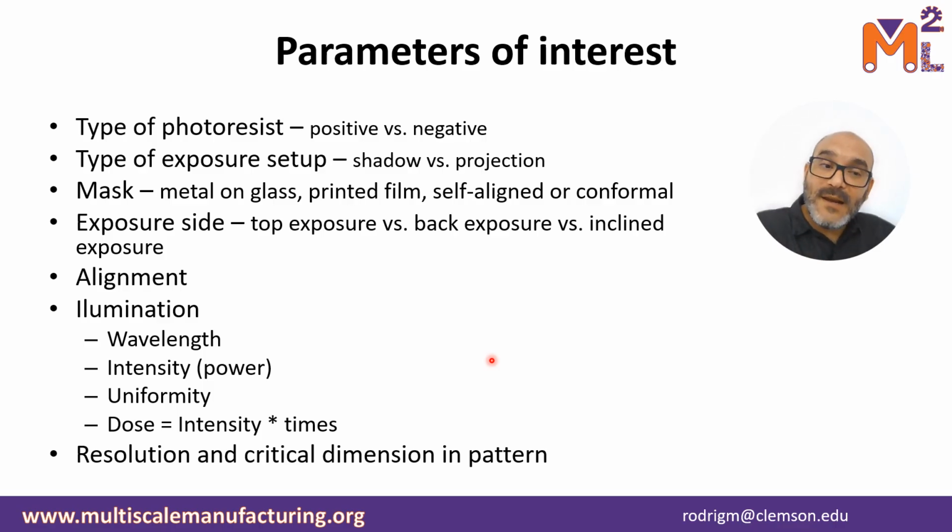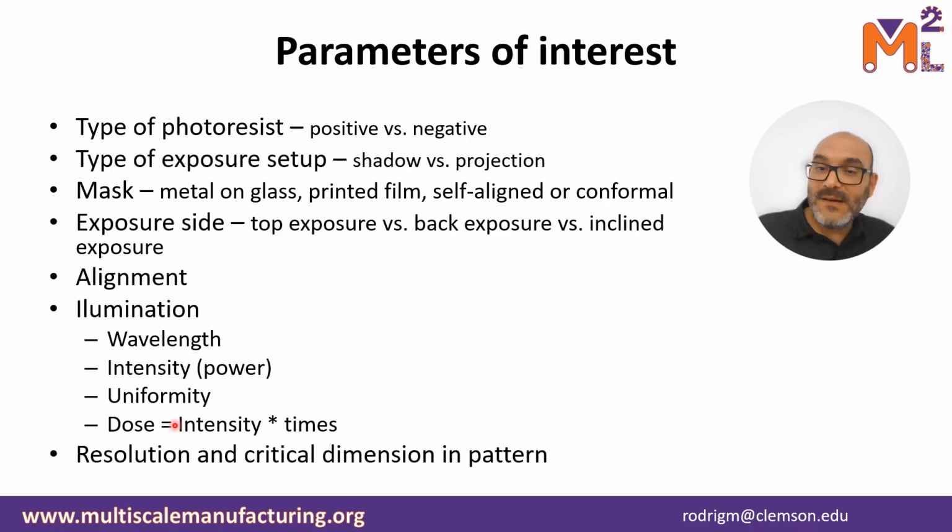You could also have inclined exposure in order to incorporate certain angles, right, in your structures. You have to worry about alignment if you're doing more than one layer. And you will also have to worry about the kind of illumination that you have. What kind of wavelength do you require? What kind of power do you require, right? And the uniformity of the illumination source.